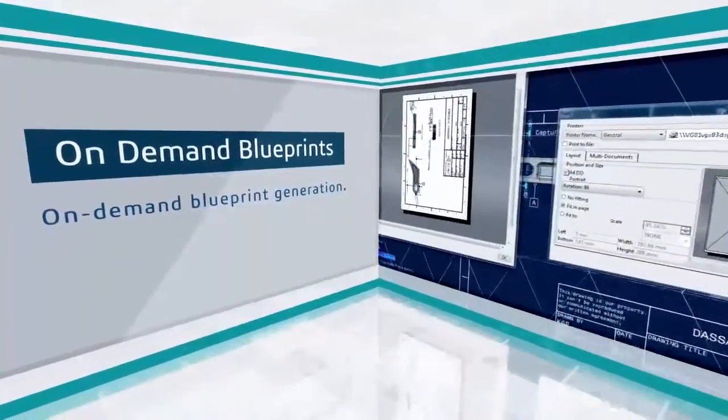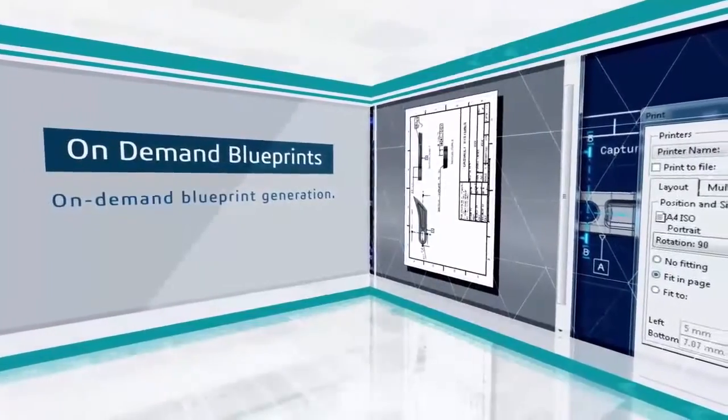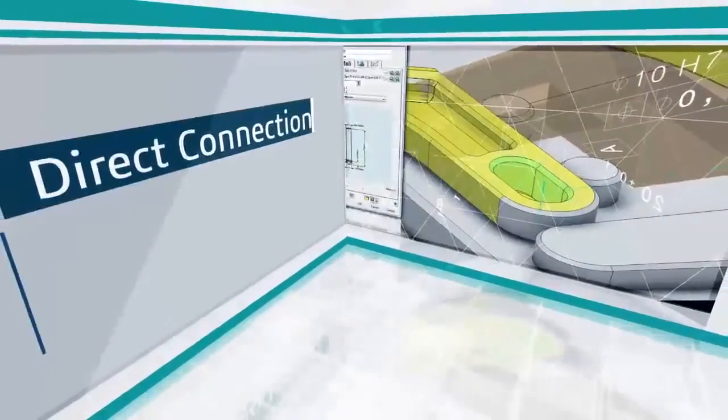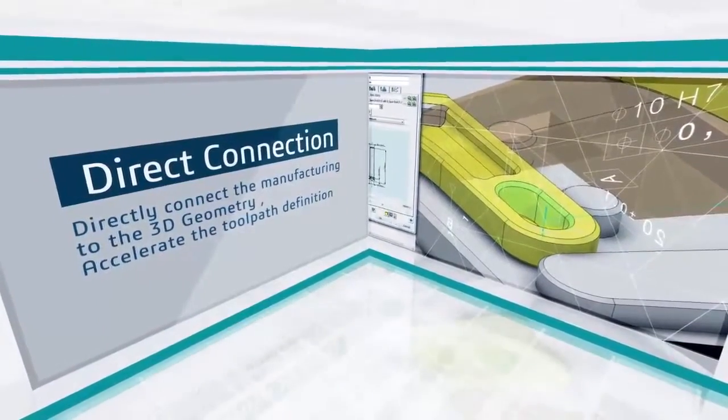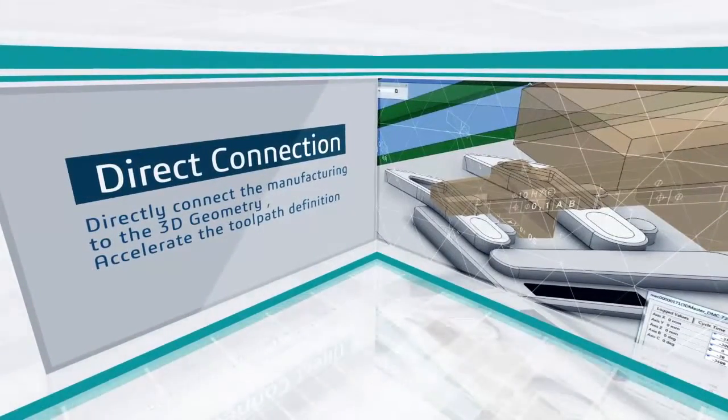So the value in manufacturing includes on-demand blueprint generation, and we can directly connect the manufacturing to the 3D geometry, referring to the semantic definition to accelerate the toolpath definition.